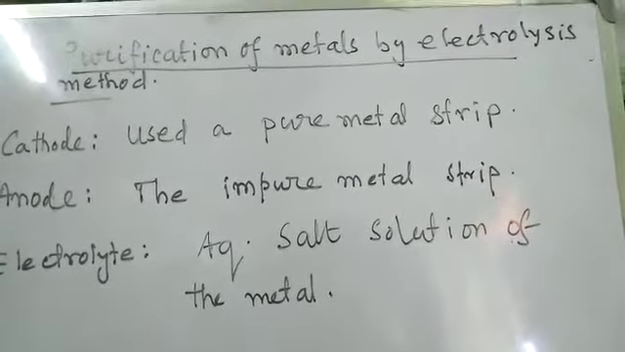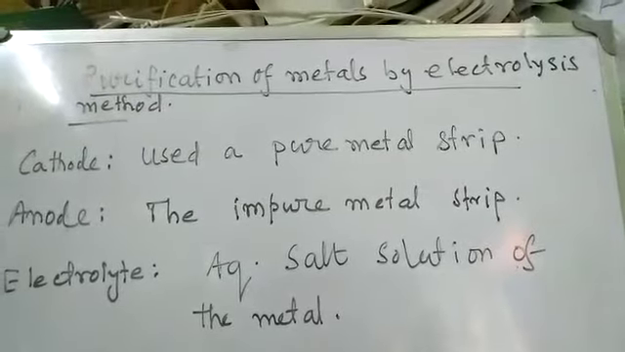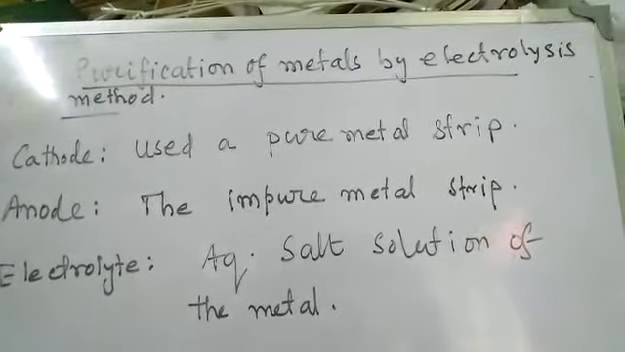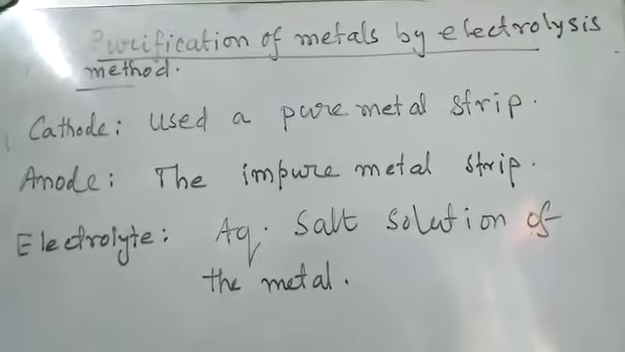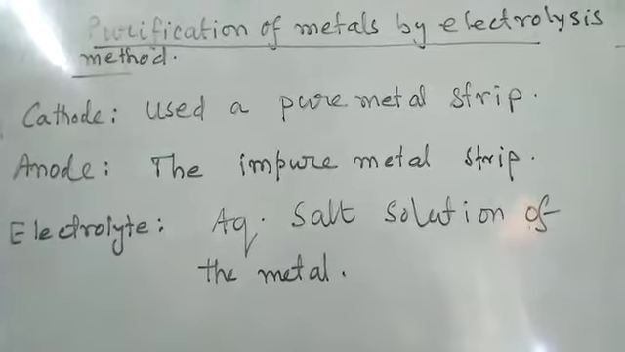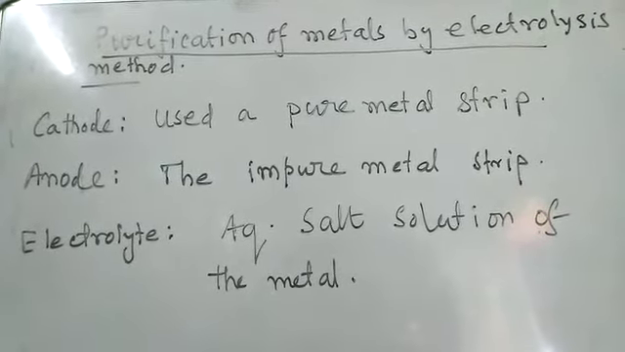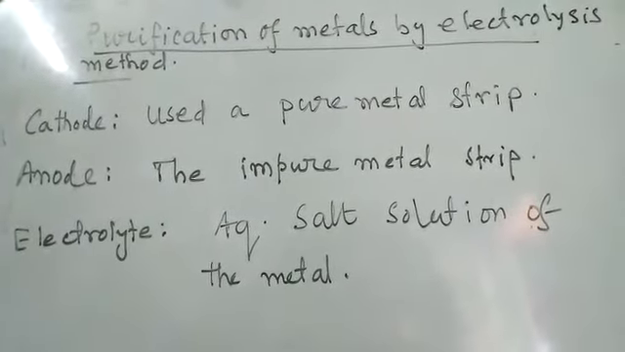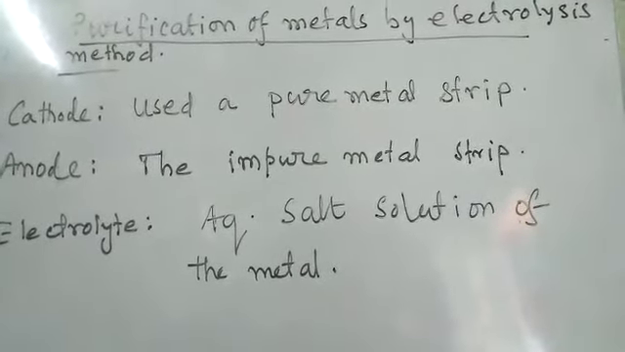The metal we have to purify, a pure strip of that metal is used as the cathode, the anode is the impure metal strip of that metal, and the electrolyte is the aqueous salt solution of that metal. So first, the pure metal strip as cathode, the anode the impure metal strip, and the electrolyte is the aqueous salt solution of the metal.